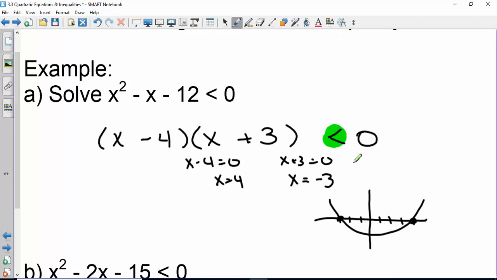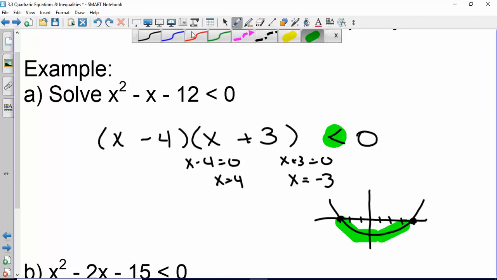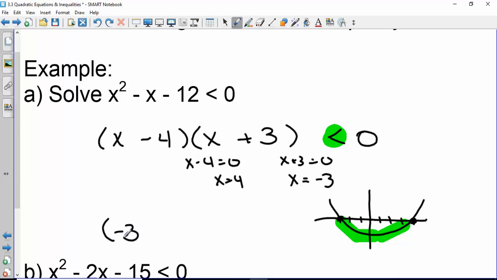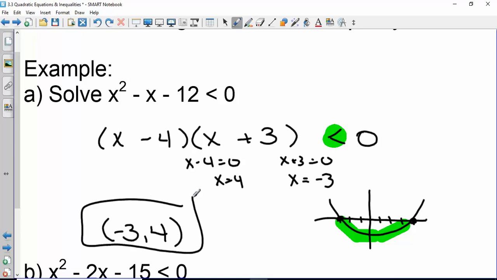I want where it is less than 0. Is that above or below the axis? Below. So if I want the less than, I want the below, we're going to give an interval. It's not an equal to, so we do parentheses. It starts at negative 3 and ends at 4. That means if you plug in any number between negative 3 and 4, you're going to get a negative answer. If I put in a 0, I get negative 12, which is less than 0. So that is my final answer. On those inequalities, we are looking for an interval for the answer.